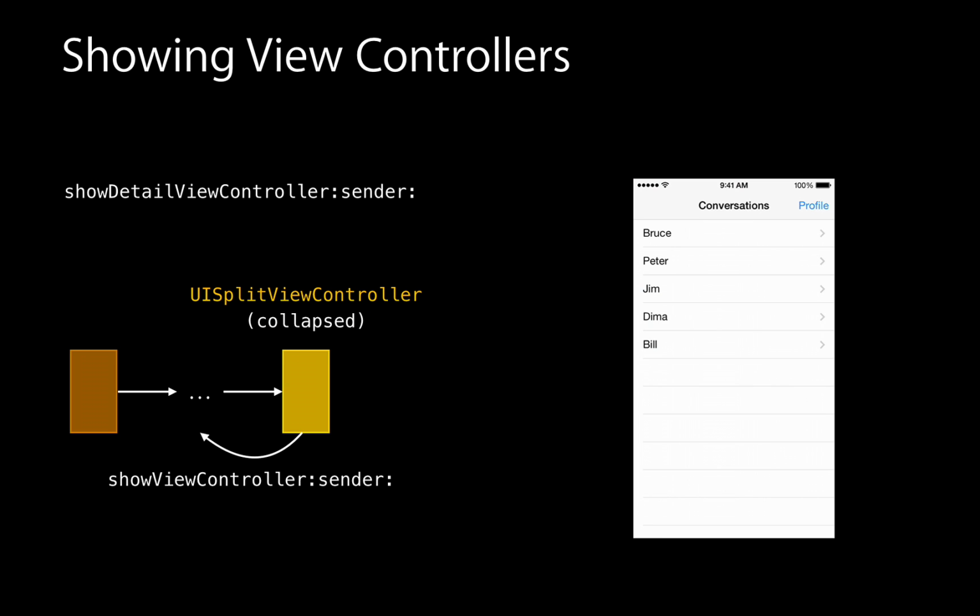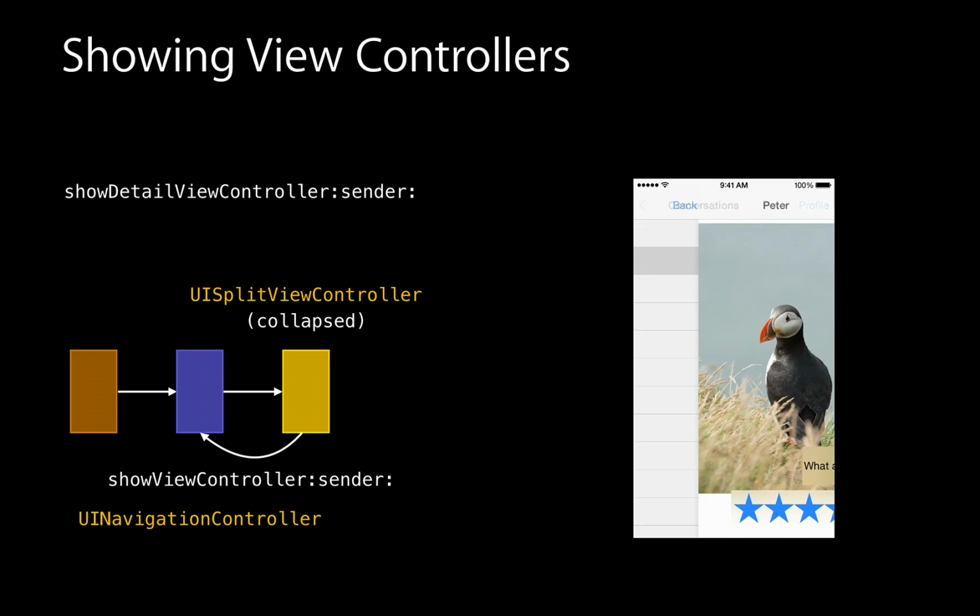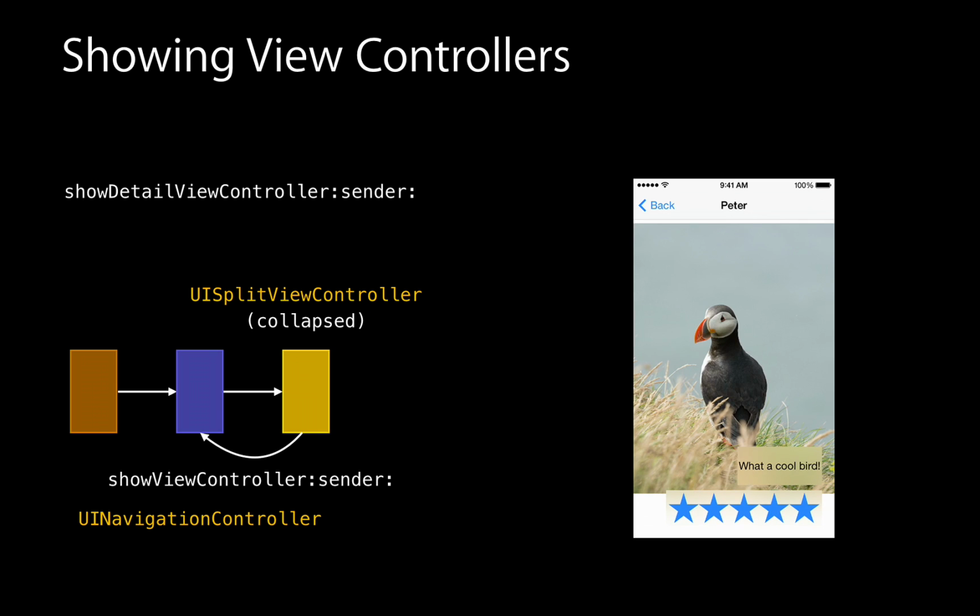Let's look at a more concrete example where we have a UI navigation controller as the primary view controller of the split view controller, just like in our application. Here, the navigation controller gets the show view controller method and will push just like you saw earlier. So this show detail view controller gives you great behavior in a split view controller where it'll show it on the right-hand side if it's expanded, but it will push onto a navigation controller if that's your primary view controller when it's collapsed.